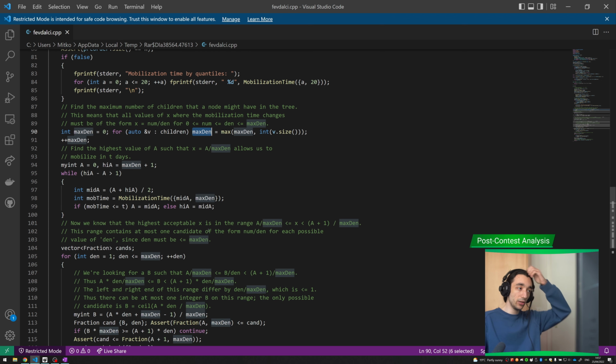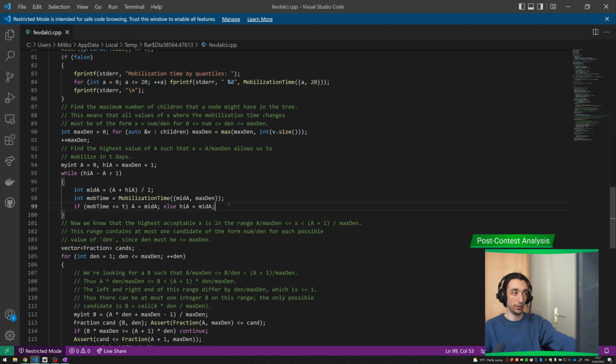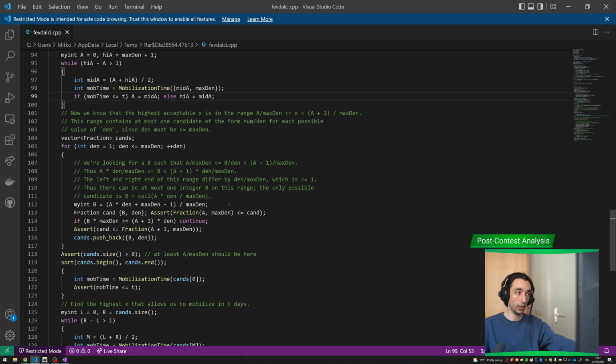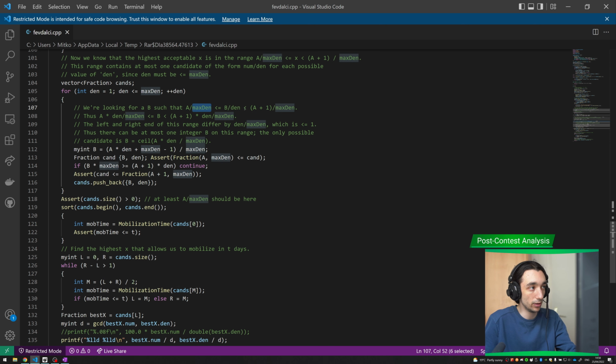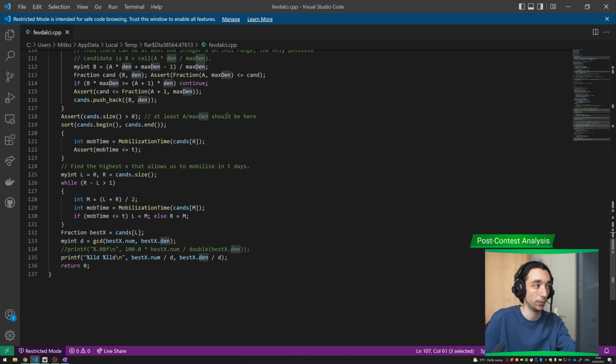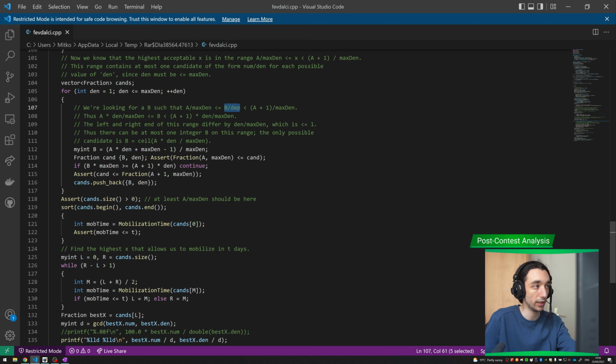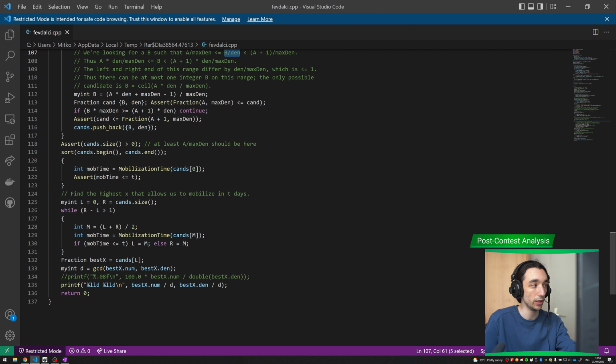But then you binary search A for this maximum denominator, and you build a list of candidates of fractions, from A divided by the maximum denominator to A+1 divided by the maximum denominator, somewhere in between. And now this denominator is actually what we're looking for. For these new fractional candidates, we sort the fractions, and then we compute again with binary search which fraction satisfies.